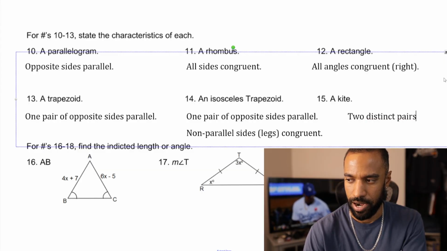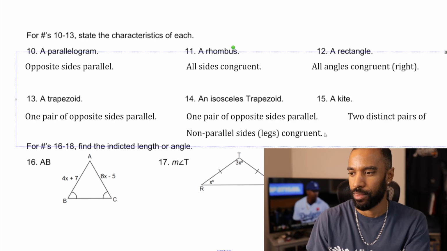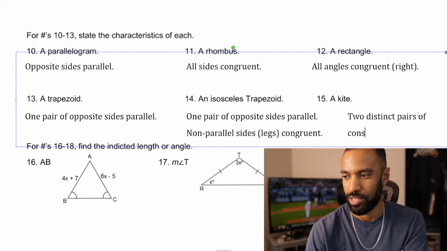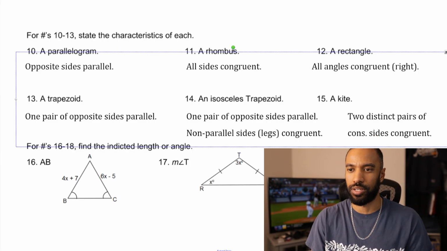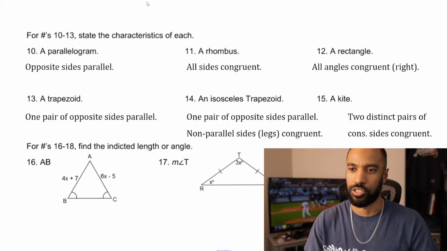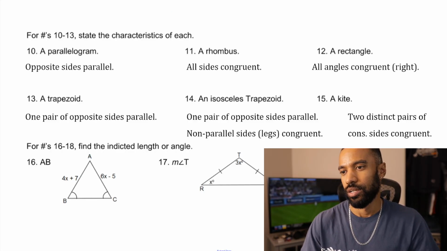Two distinct pairs of consecutive sides congruent. So let me draw out the trapezoid and the kite for you. Or isosceles trapezoid and a kite.